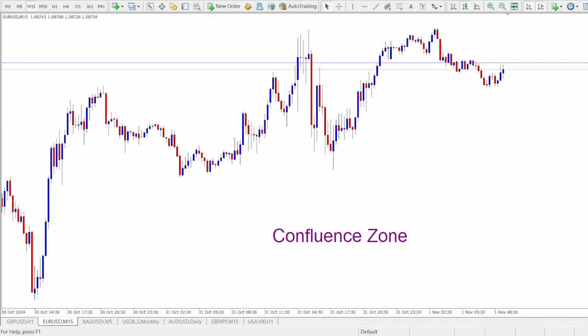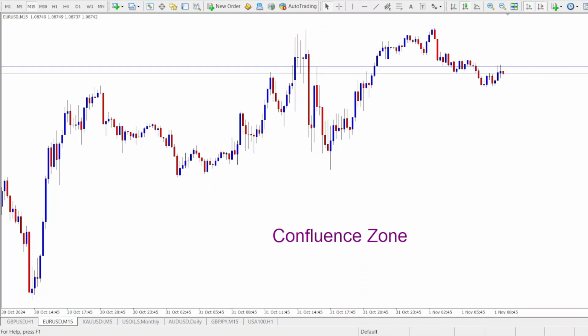Why is this important? These zones give you clearer insights into where price might react strongly, helping you focus on high probability setups rather than scattered trades. Confluence zones act as magnets where price is likely to experience either strong support or resistance, giving you valuable insights for making calculated trading decisions.